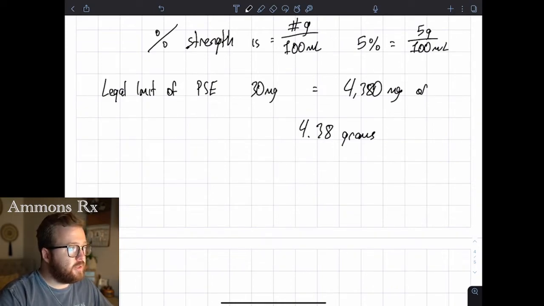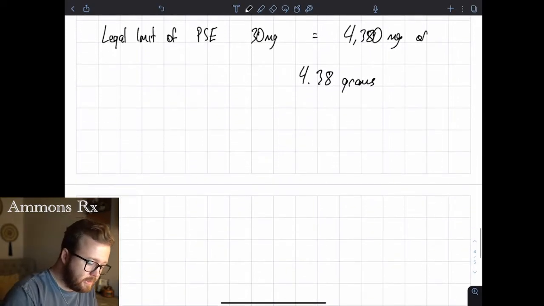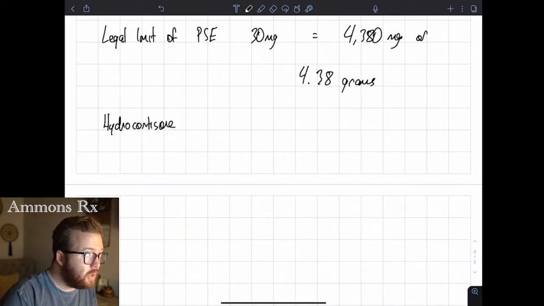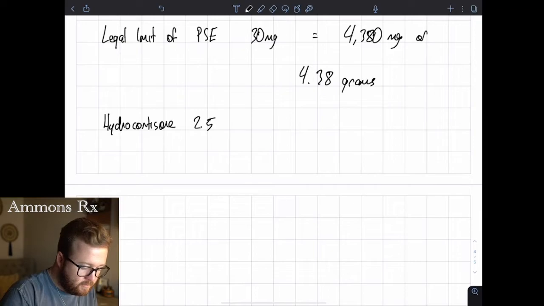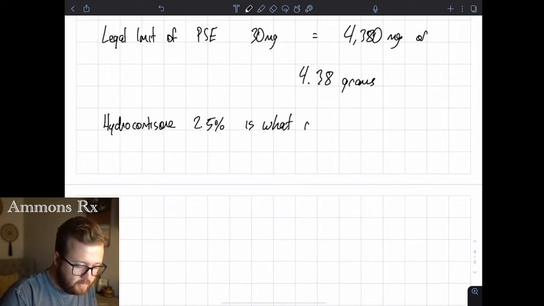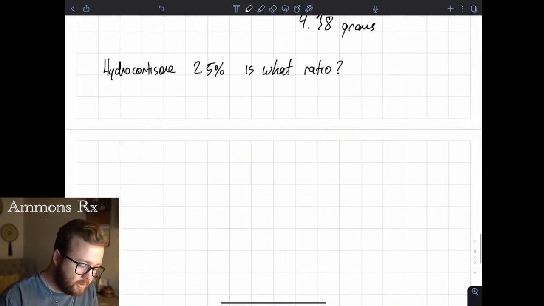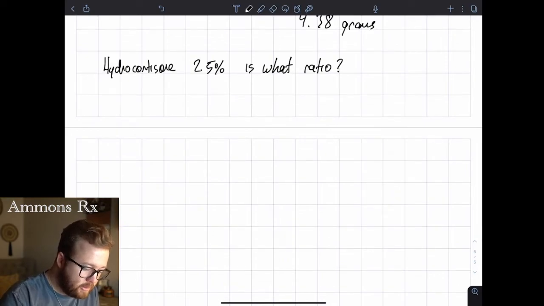Okay, so this question is having you take a percentage and go to a ratio. It says hydrocortisone 2.5% is what ratio? Now, if you want to, I give you multiple choice so you can work it backwards and just divide the first number by the second number and then get 2.5. But I'll show you how you can turn that into a ratio.